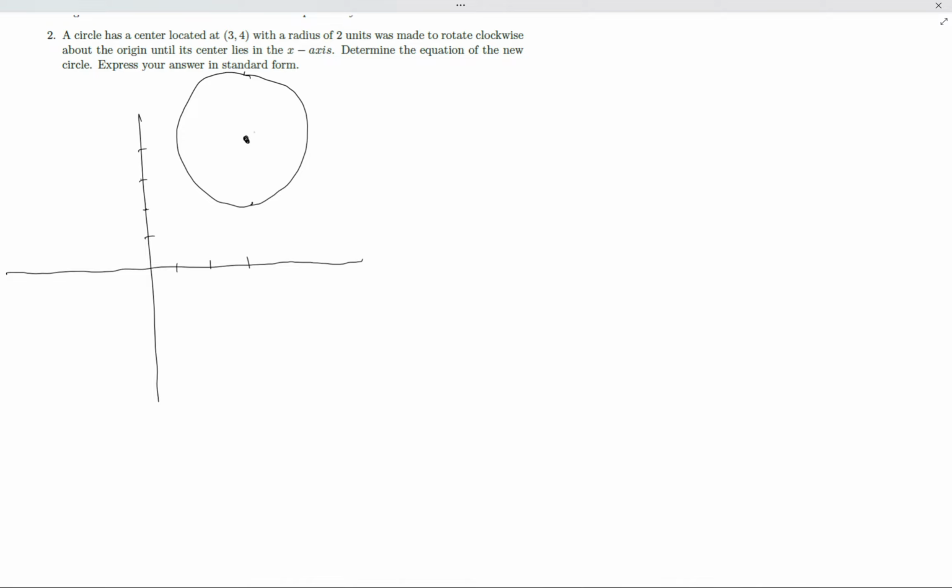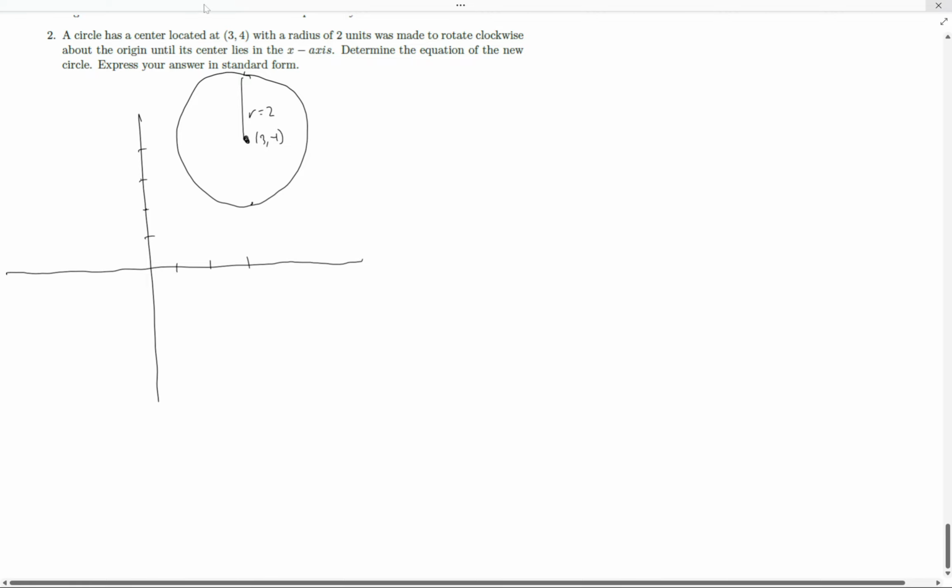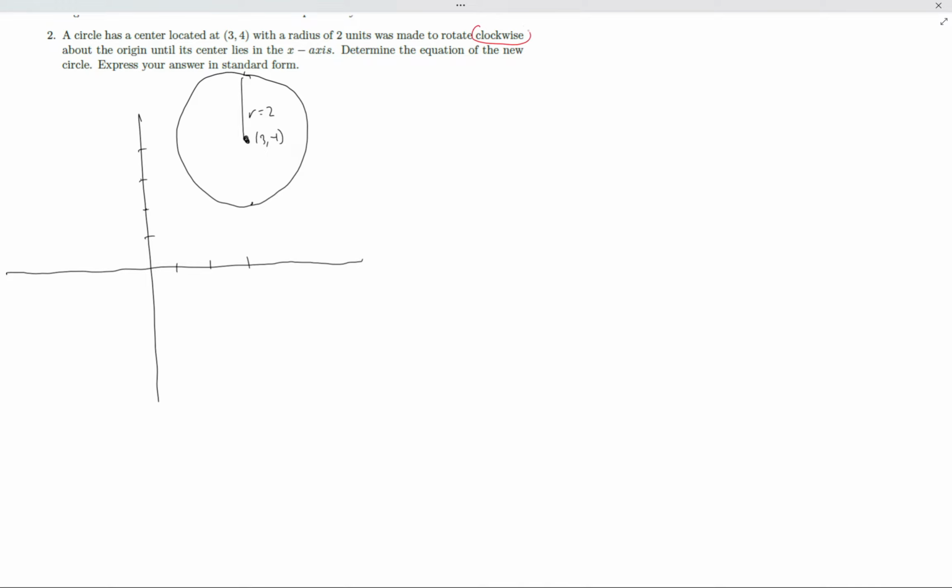Okay, now this is our circle. We have a radius of 2, and its center is at 3, 4. Now, what it says is that we need to rotate the circle about the origin such that its center is now at the x-axis. But remember what direction it is. We have here clockwise direction. So therefore, again, we are rotating about the origin, not about the center. So if we connect a line right here, that is our radius of rotation. If we want it to rotate clockwise, it must go in this direction.